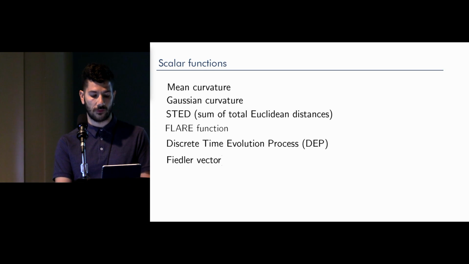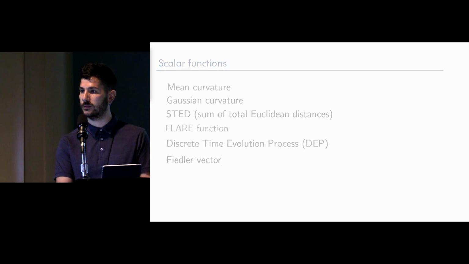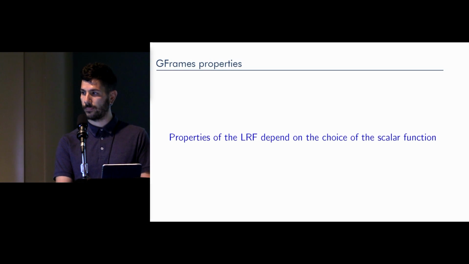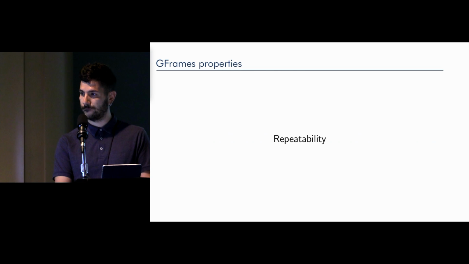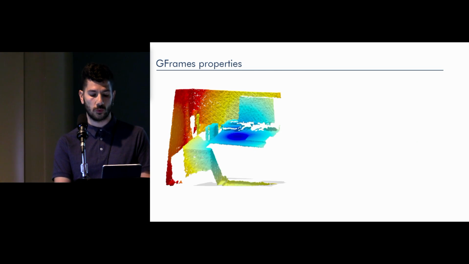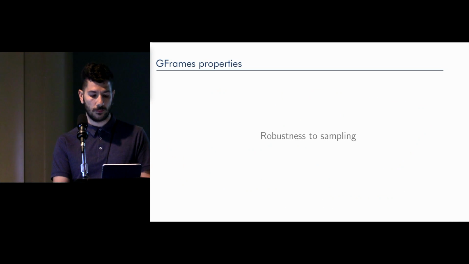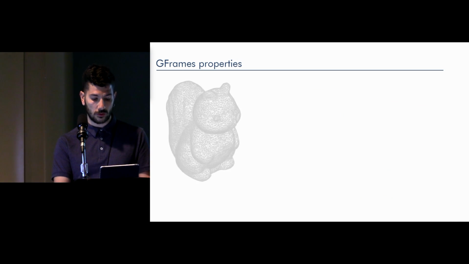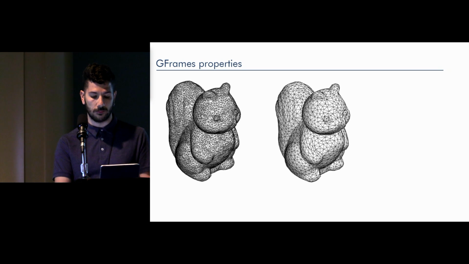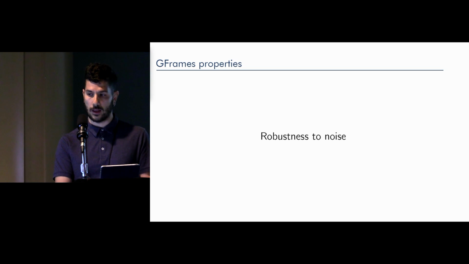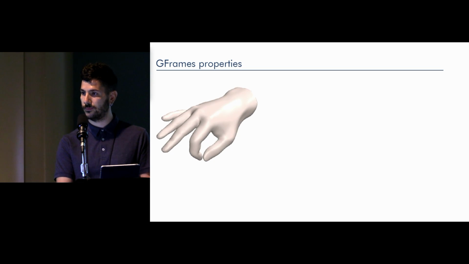The choice of scalar function determines the invariance provided by the local reference frame. In this work, we have experimented with the functions listed in the slide. As for the repeatability, in this picture, we show how the chosen function is highly repeatable. Our method can effectively deal with strong differences in point sampling and with increasing surface noise.